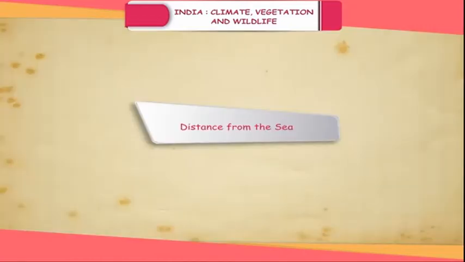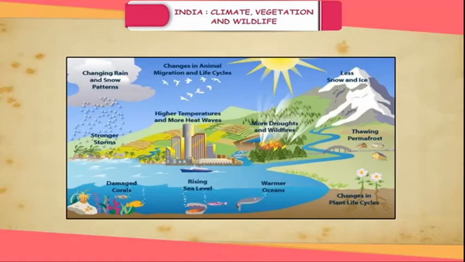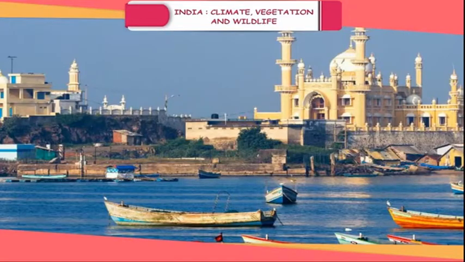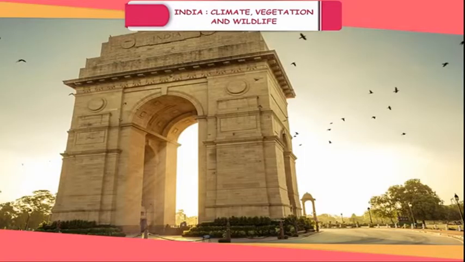Distance from the sea. The sea has a cooling effect over coastal areas. They have a moderating effect, which means that areas close to sea do not experience a large variation in temperature. It explains why Kerala experiences less variation in temperature than that of Delhi.